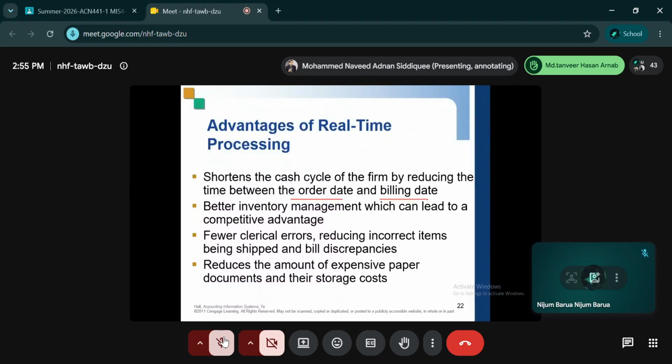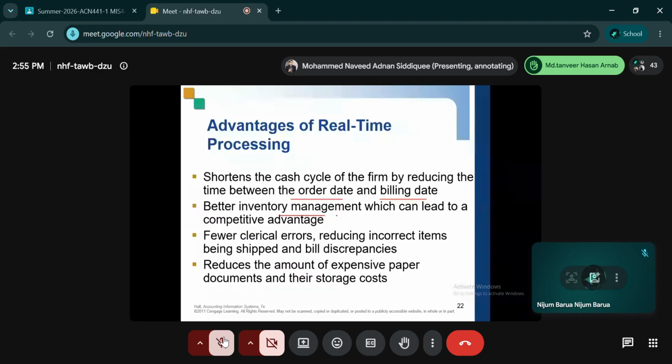So if you're using real-time systems, things are faster and the bills can be received faster, right? So the cash cycle is shortened, which means your cash management is better because you're getting more cash quickly. You can invest the cash into more production and to generate more profits for your company.